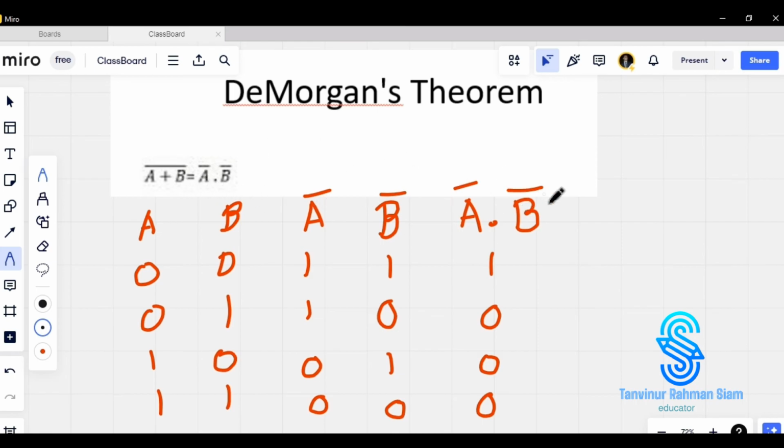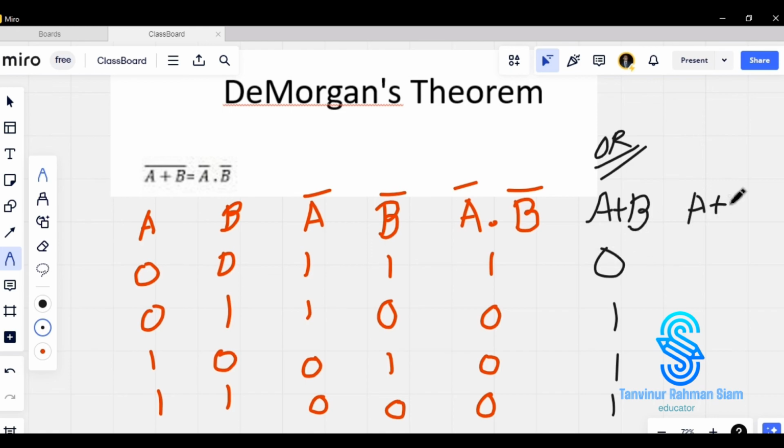But we don't have A plus B, so let's first write or draw A plus B. A plus B, that means OR gate. In case of OR gate, if any of the inputs is 1, then we are allowed to give 1 here. So for A plus B, there will be 1 0 1, 1 1 1, 0 1 1, and 1 1 1, and otherwise 0.